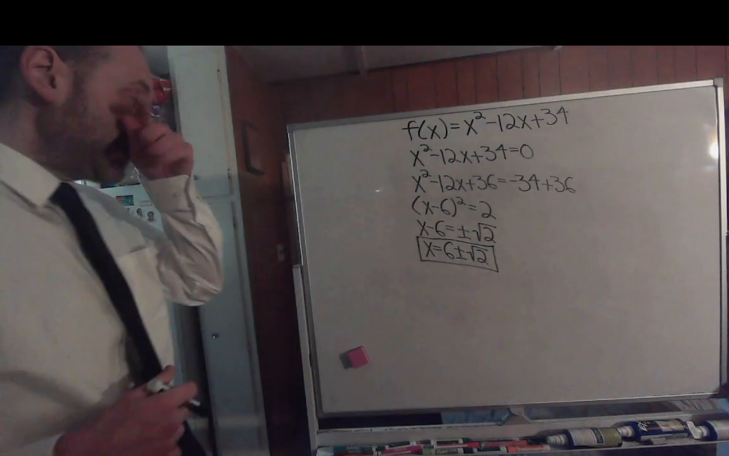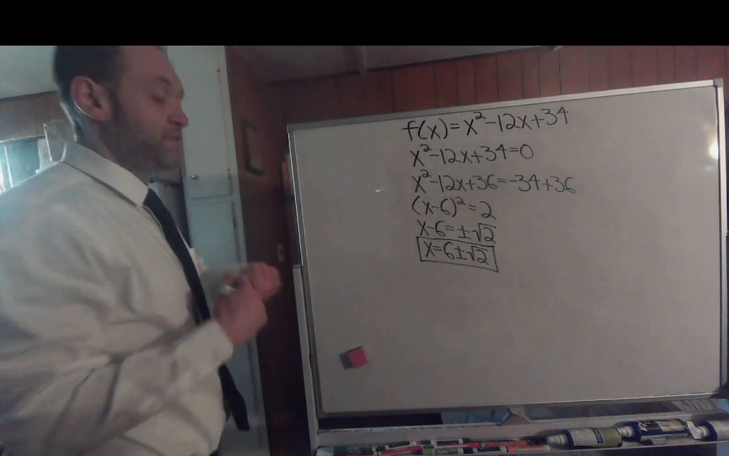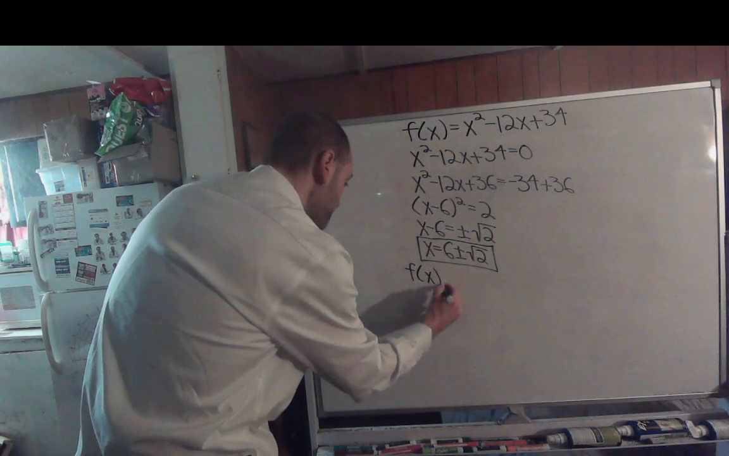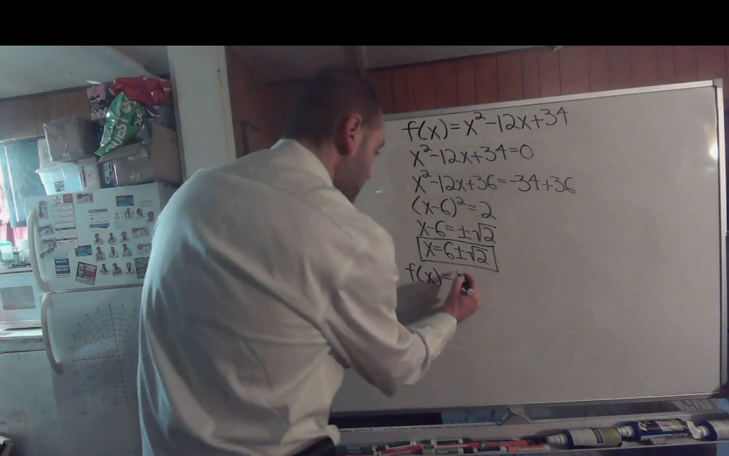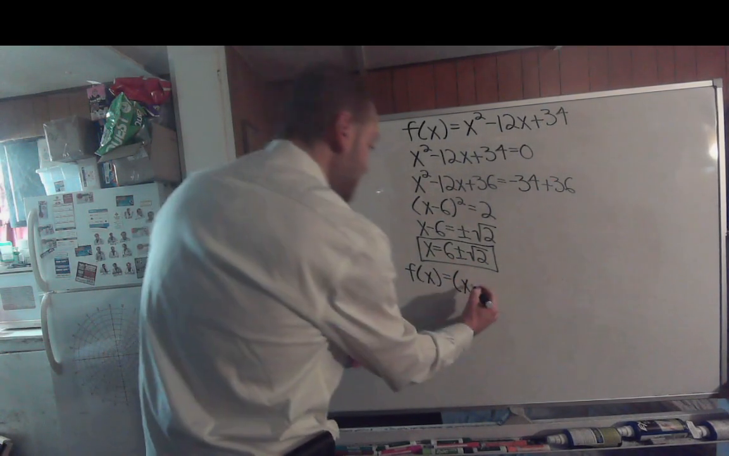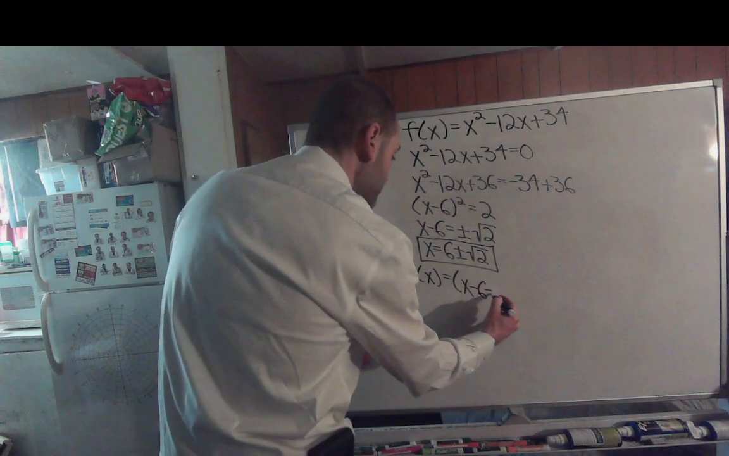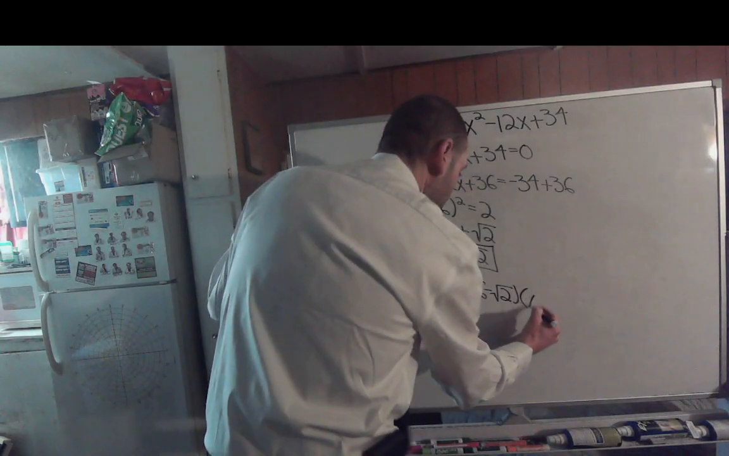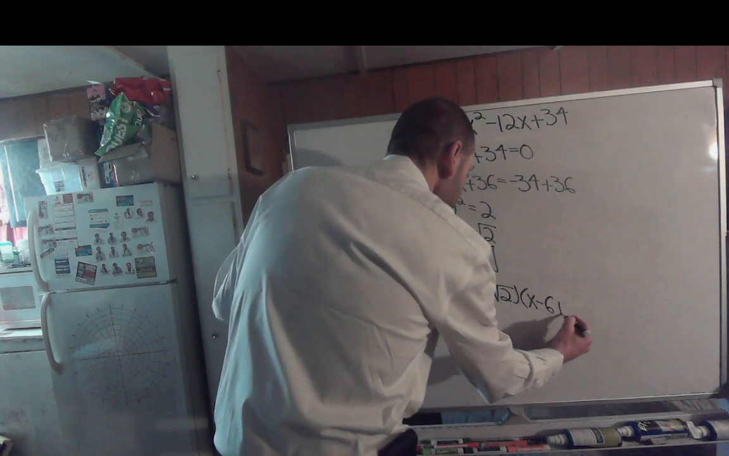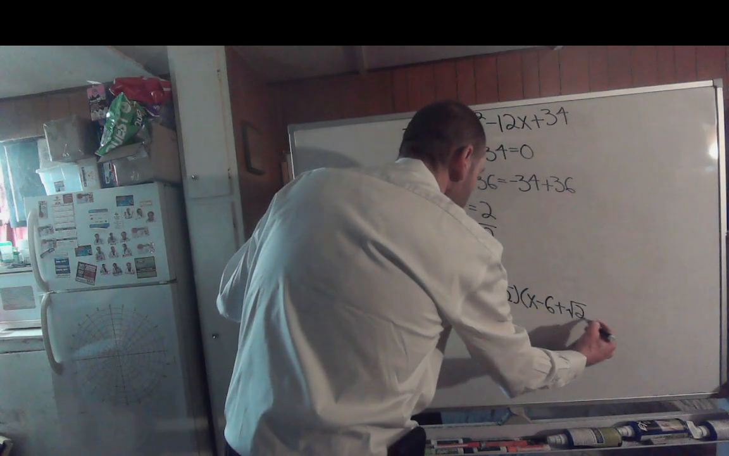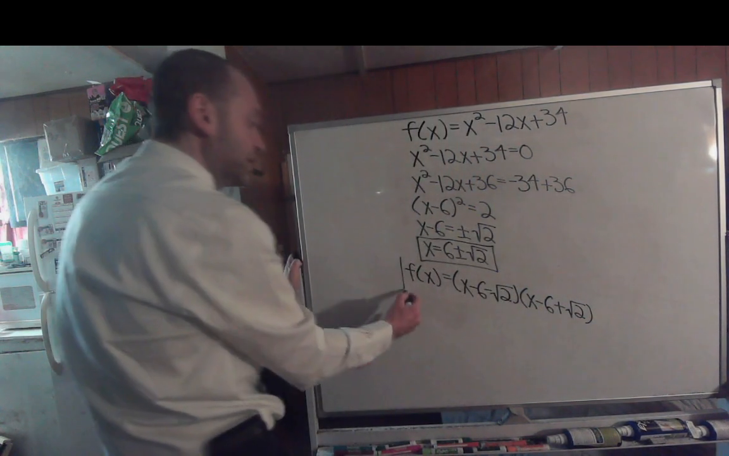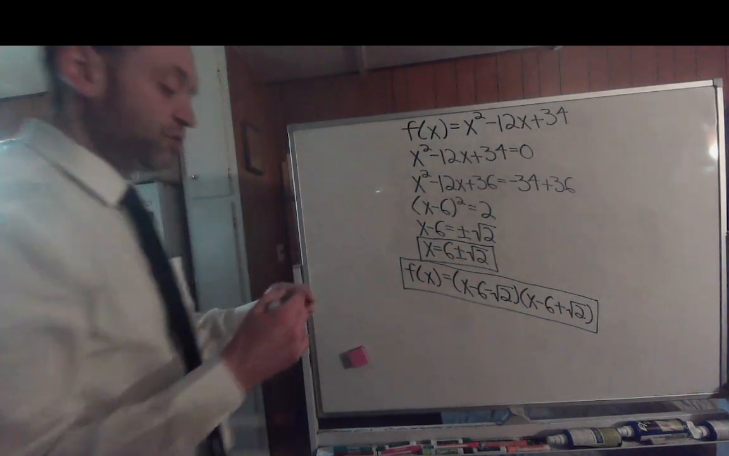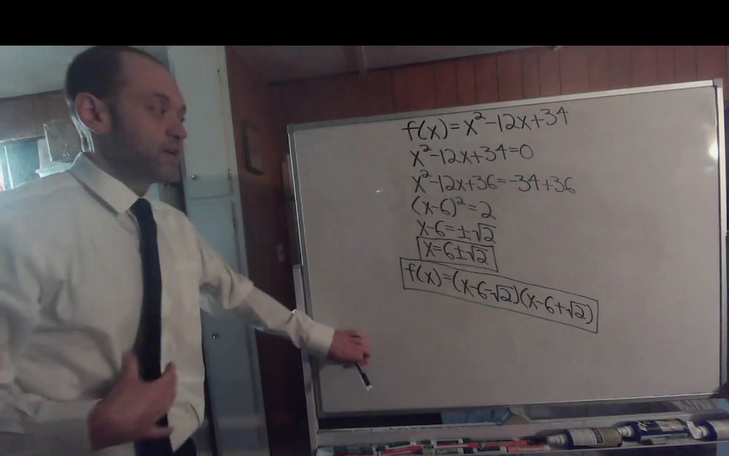All right, so now we need to find the linear factorization. So f of x equals the quantity of x minus 6 minus the square root of 2 times the quantity of x minus 6 plus the square root of 2. That would be your complete linear factorization of this polynomial. So yeah, it's a little bit hideous, but that's exactly how you would factor it.